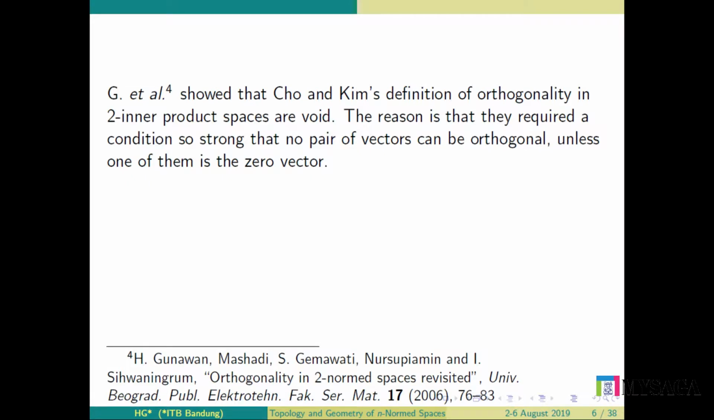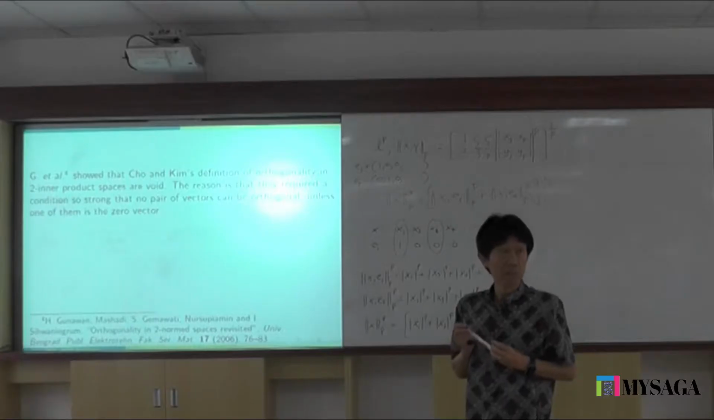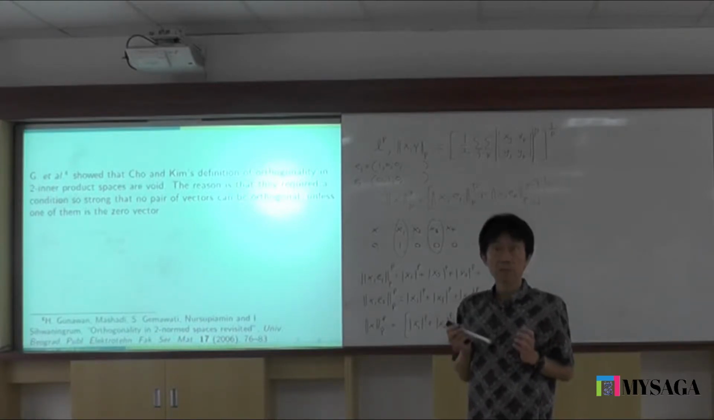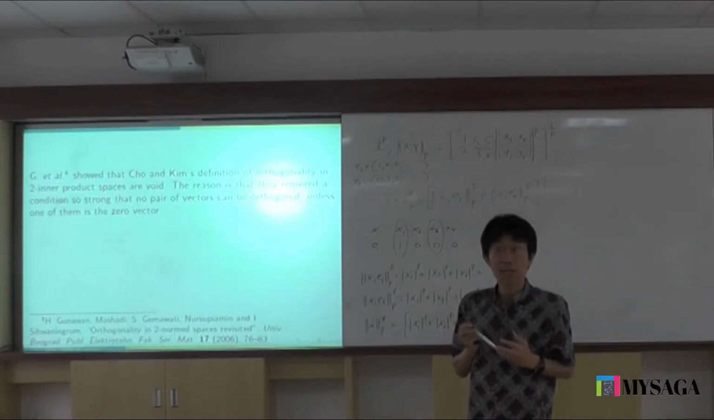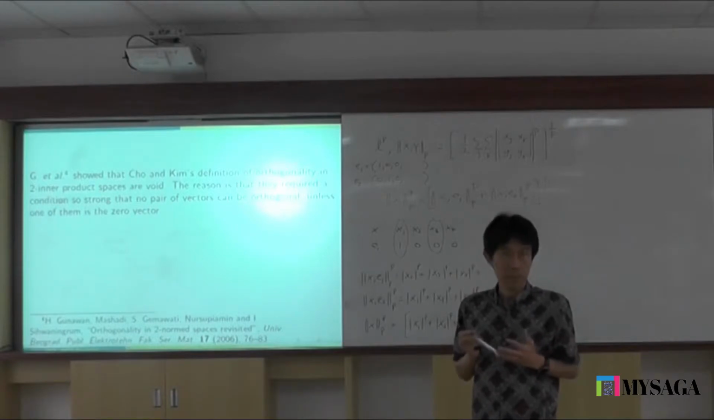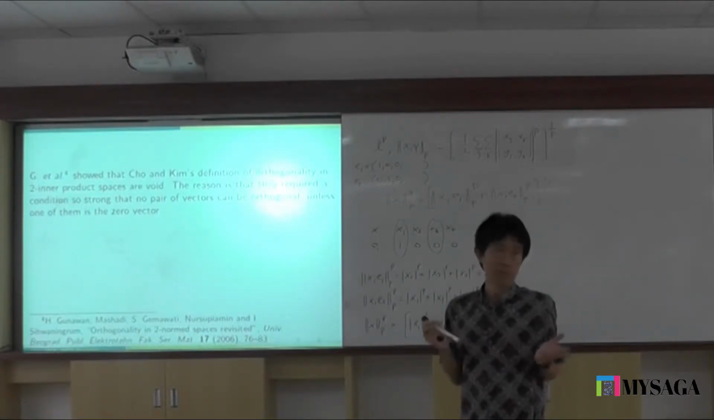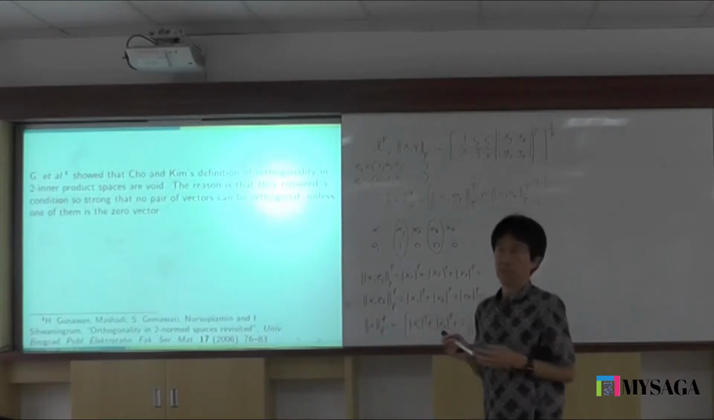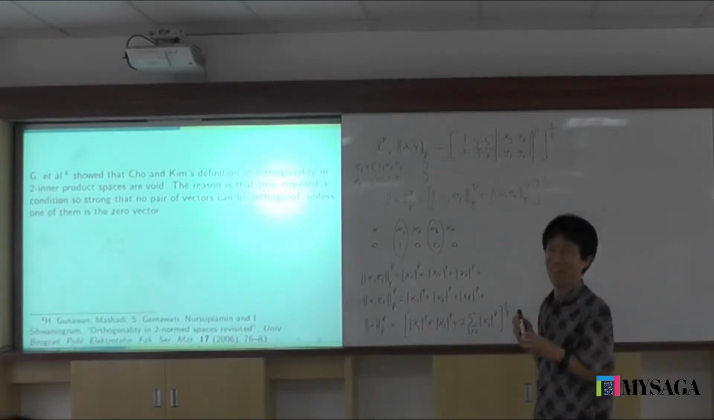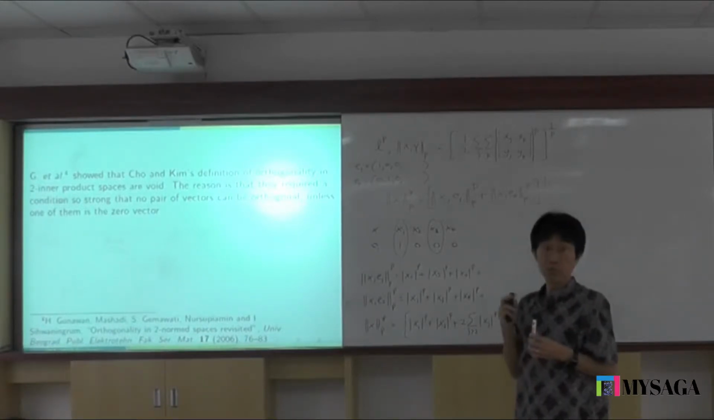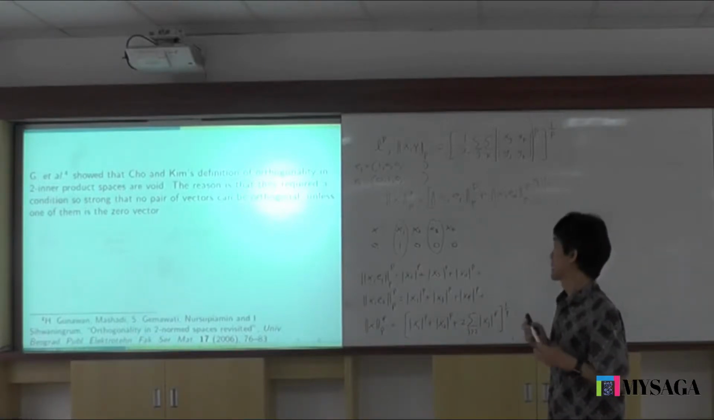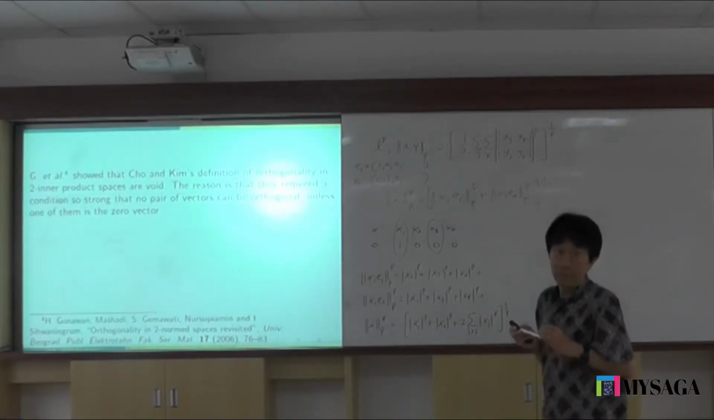I showed that Cho and Kim's definition of orthogonality in inner product spaces is void. What does that mean? That means you cannot find two vectors that satisfy the condition except when one of them is 0. If one of them is 0, then you are talking about nothing. So, the reason is that they require a condition too strong, so strong that no pair of vectors can be orthogonal. But they didn't realize that.